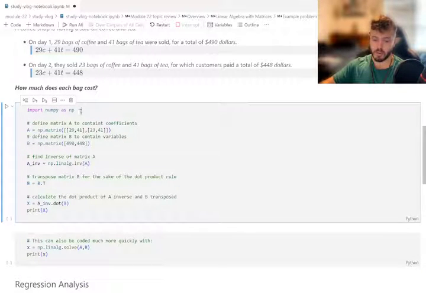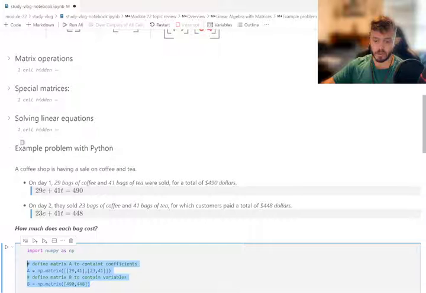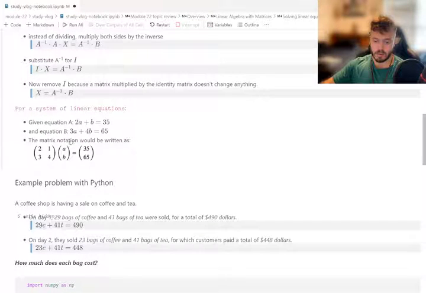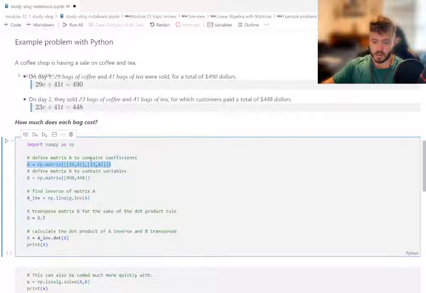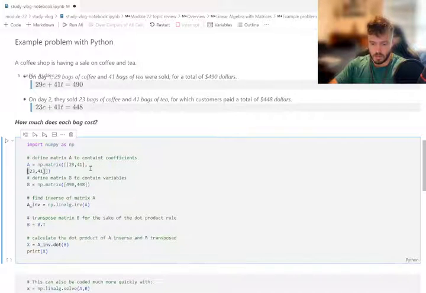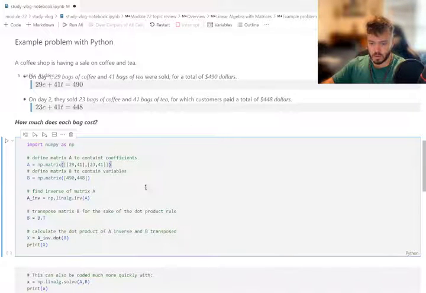First we're going to import NumPy. Then we're going to define our matrices. This is basically a Python-y version of this type of notation right here, right? So this first matrix is my matrix A. These are my coefficients: 29, 41, 23, 41. It's written a little weird, but imagine this is what you're looking at. Now that looks a little more like matrix notation, right? But it's kind of ugly code to read.